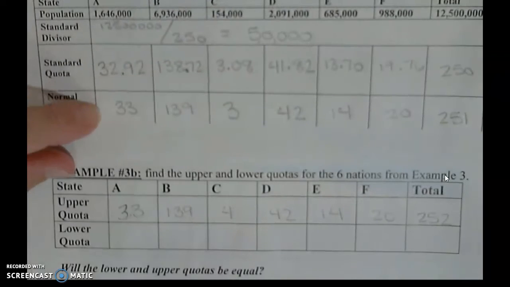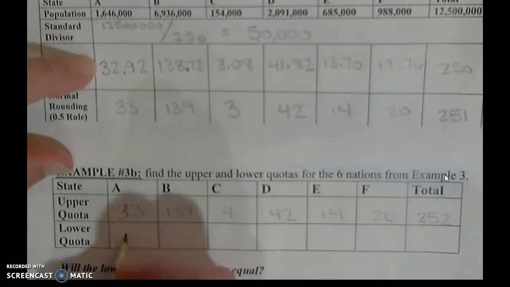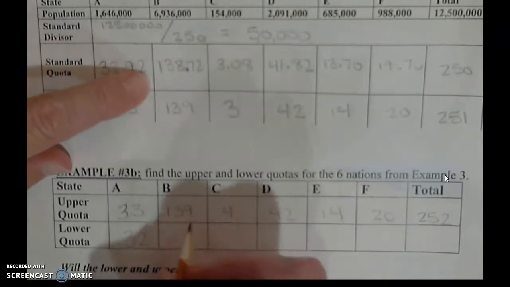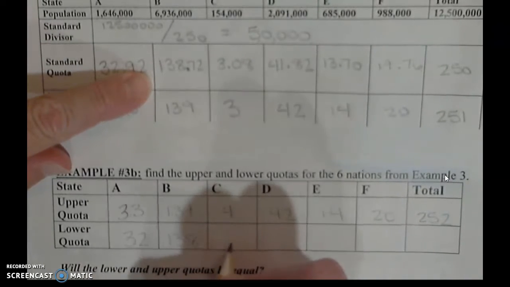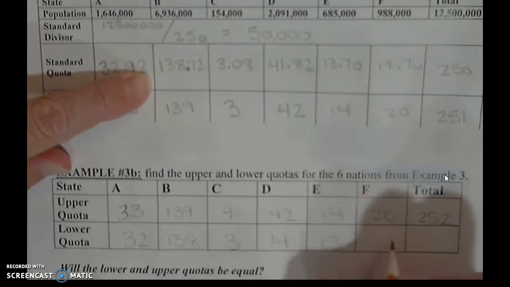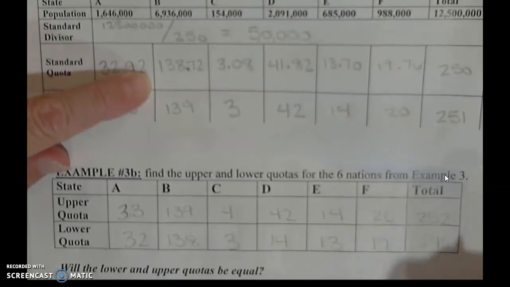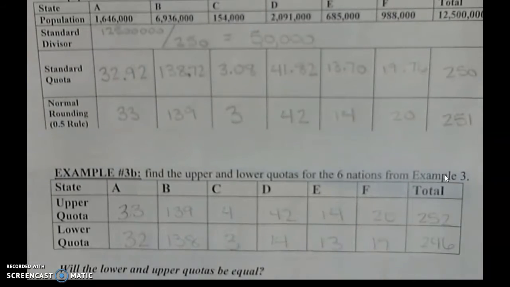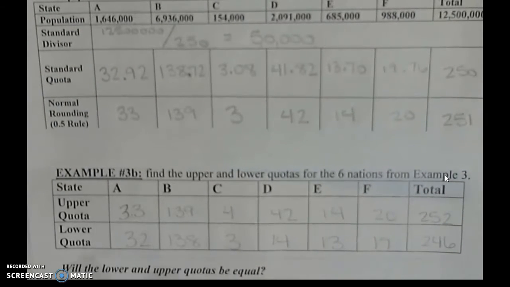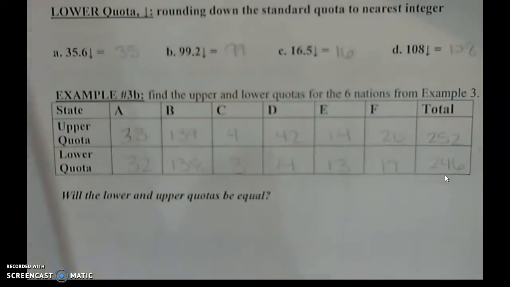All right. Now, if I do the lower quota, same thing. Then this would be 32. This would stay 138. This would stay 3. This would be 41, 13, 19. And that is a total of 246. Okay. Now, the question here, will the lower and upper quotas ever be equal?